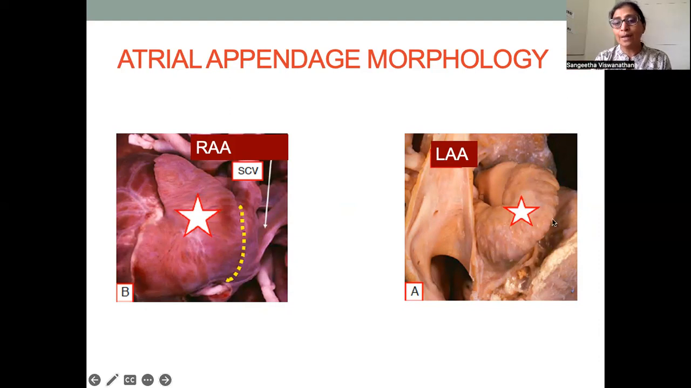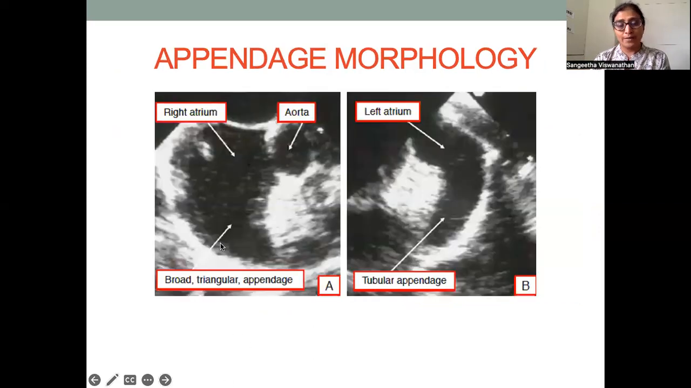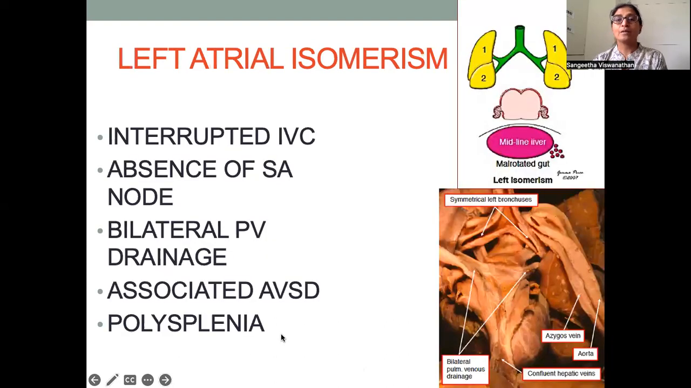And here the pectinate muscles will usually be restricted more towards the tip of the appendage. So this is on echo. This is postnatal echo, where you can see the appendages are clearly quite different. Okay, this is in the same patient. These appendages are actually much better seen on transesophageal echocardiography. Even transthoracic postnatal echocardiography doesn't delineate the appendages very clearly.